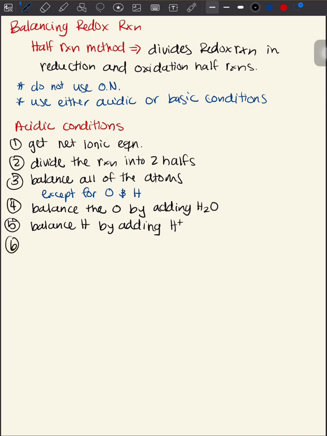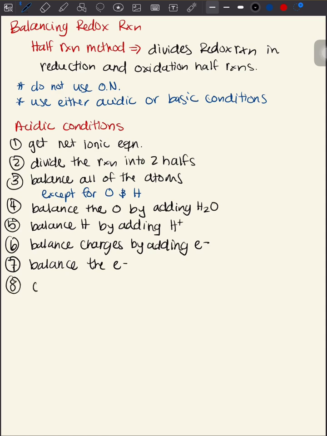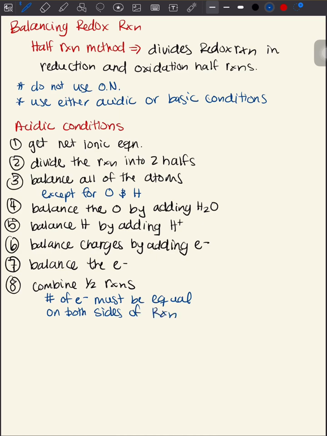Next, we are going to balance out the charges. Make sure the charges on both sides of your reaction are equal. And we balance the charges by adding electrons. And then after you add your electrons to balance the charges, you're going to balance the electrons. And then finally, you're going to combine your half reactions. And when you combine your half reactions, remember the number of electrons must be equal on both sides of the reaction. All right, so go ahead and copy these down, and we are going to look at an example.